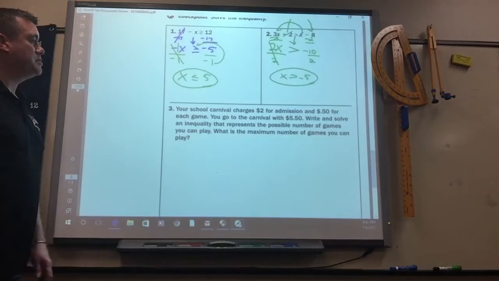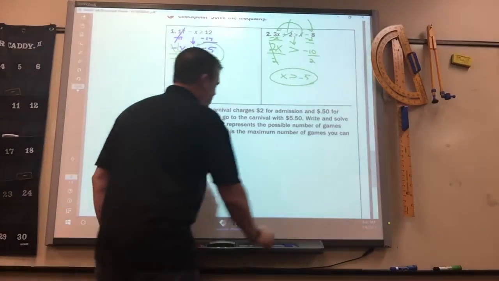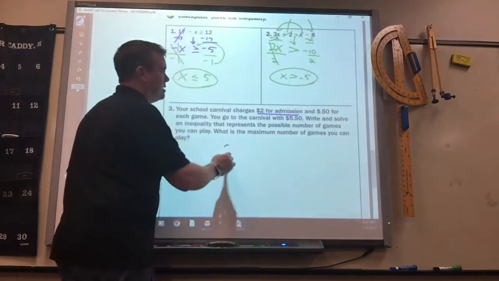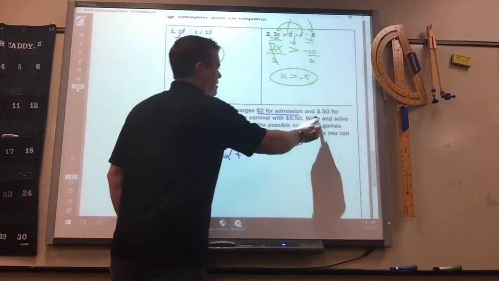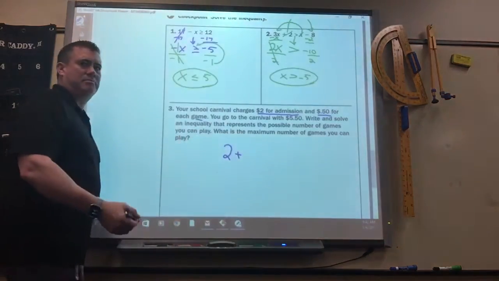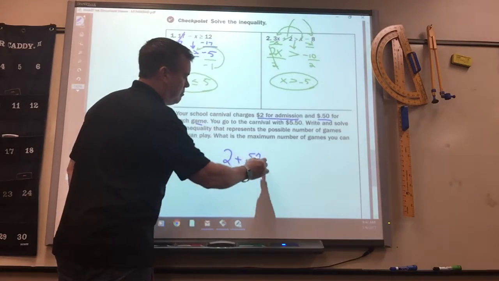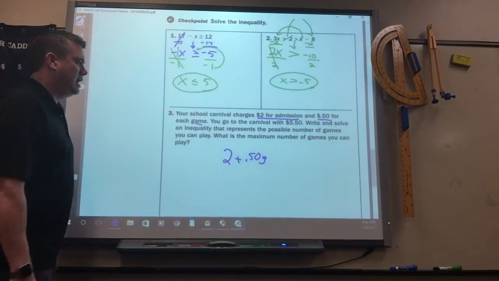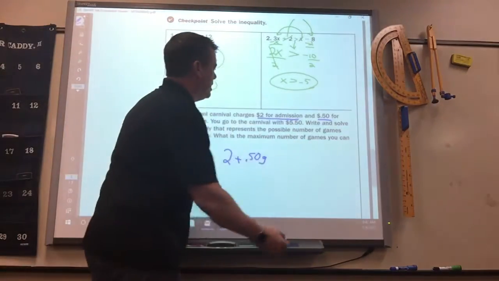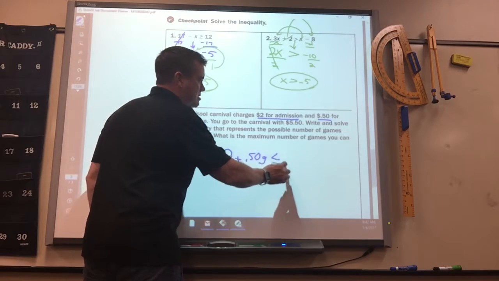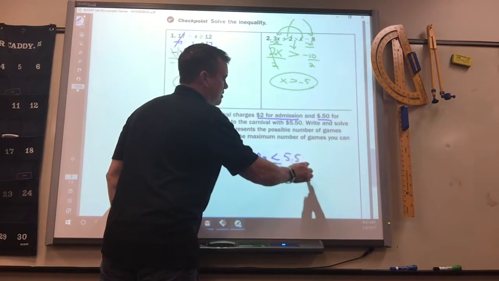And the word problems, they're not real tough. It's $2 admission to get in, plus 50 cents for every game. So it'd be 50 cents times every game. And you go with this much money, which means you can't spend more, but you could spend less. So it's less than or equal to $5.50.